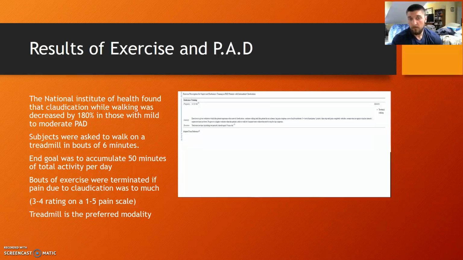Now, the individual was allowed to cease a 6-minute bout if they rated their claudication pain 3 to 4 out of 5. So if they experienced a large amount of pain, we allowed them to stop until the pain subsided, then continue with the exercise. Over the course of the training regimen, which was 2 months, claudication was decreased by 180%. So the aerobic exercise drastically improved how these people were feeling on a day-to-day basis.